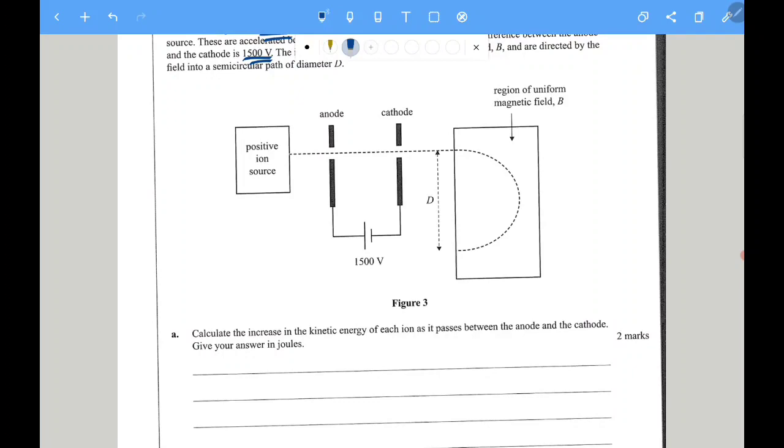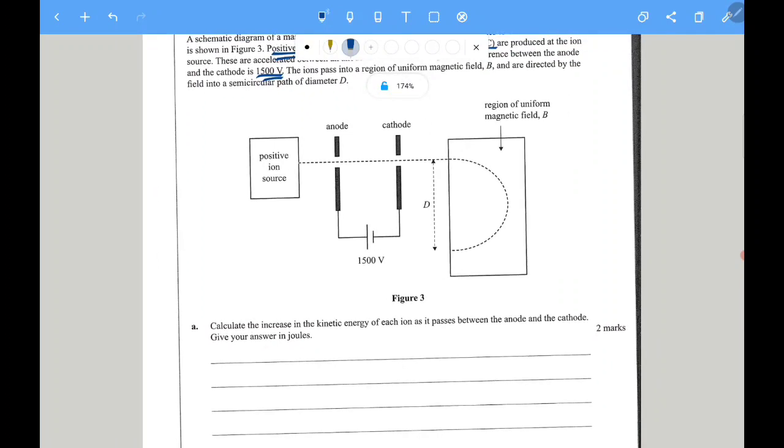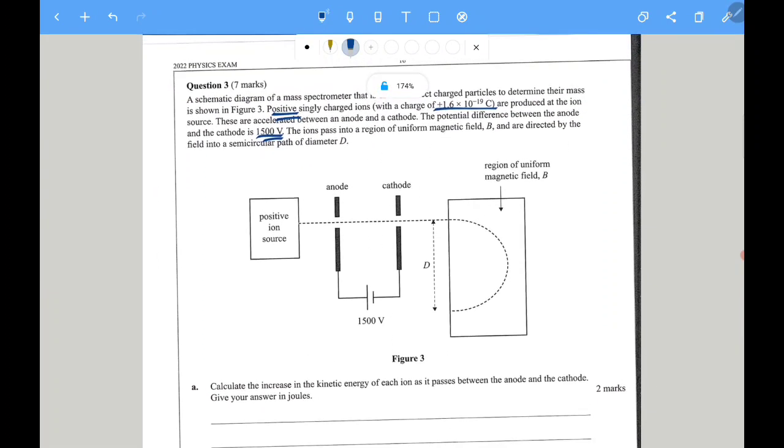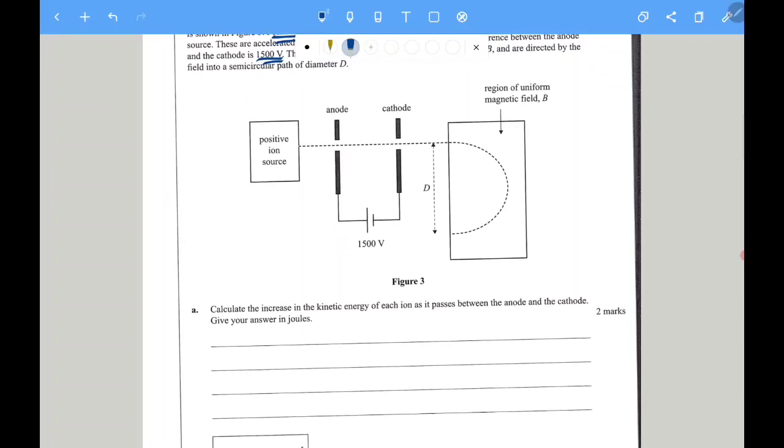Alright, so let's just jump on to question A. We know the value of the voltage already. So I'm assuming we can do the kinetic energy of each ion as it passes between the anode and the cathode.